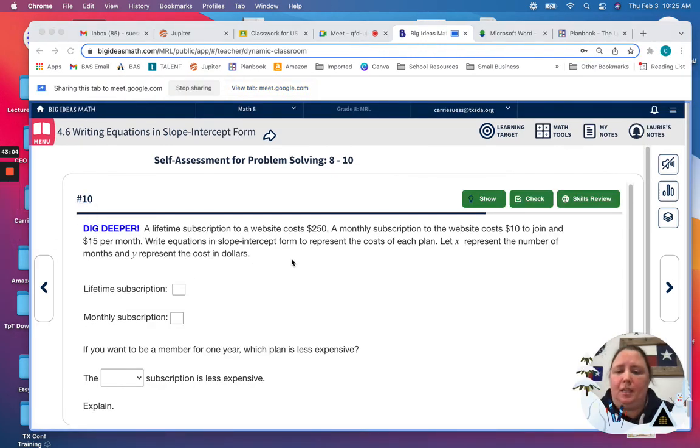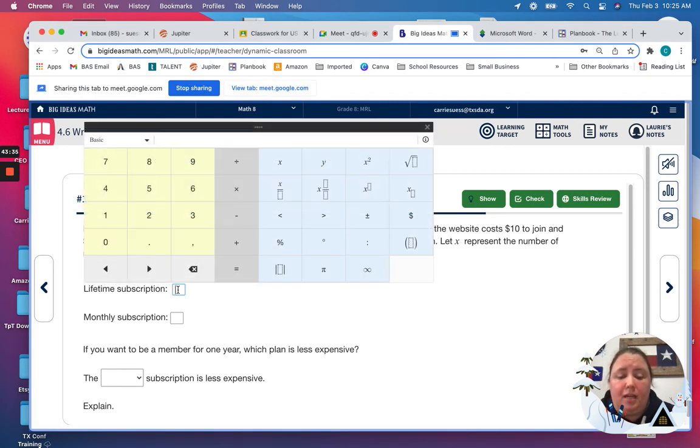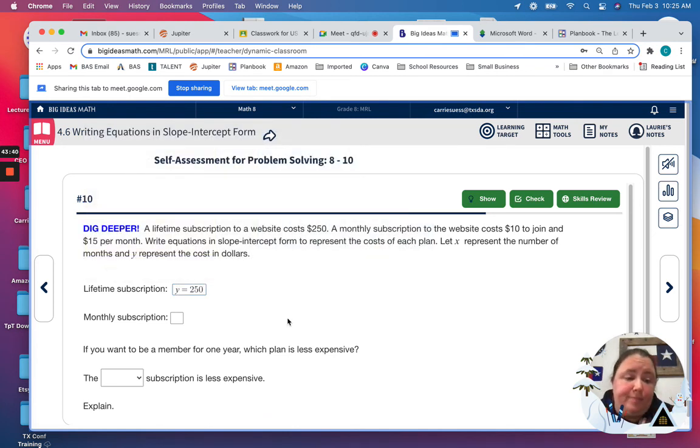All right, so a lifetime subscription to a website costs $250. A monthly subscription to a website costs $10 to join and then $15 per month. Write equations in slope-intercept form to represent the cost of each plan, and let x represent the number of months. What does a lifetime subscription cost? $250. Is there any monthly charge? No. So that's kind of like a y-intercept. You're just going to say y equals 250 because it's a one-time lifetime cost.